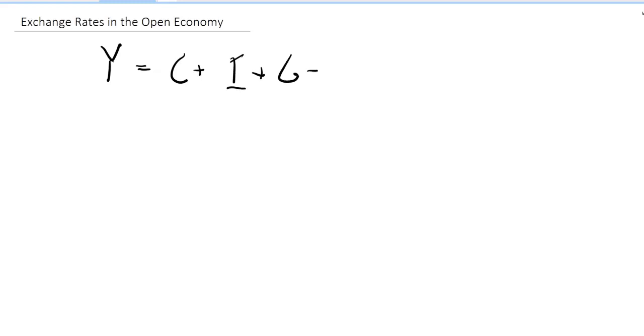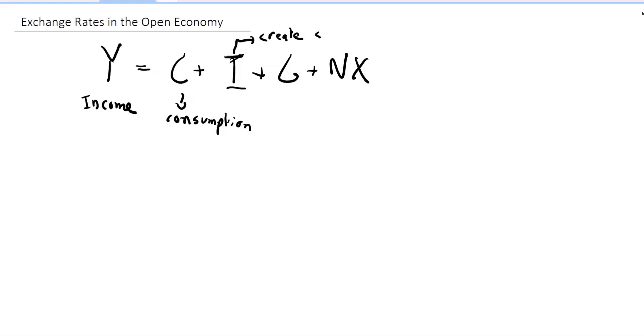plus G plus NX. So if we think about it, Y was called income or expenditure. Let's say it's income for us. So this is the total income a country is earning. C is our consumption. This is how much we consume on, let's say, goods and services. Investment is the amount that is used to create capital, goods that help us produce more goods and services later in the years, maybe in this year or next year.